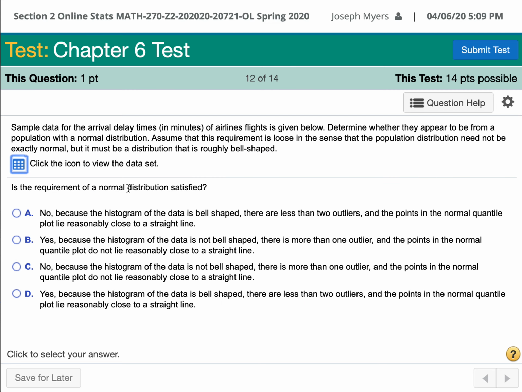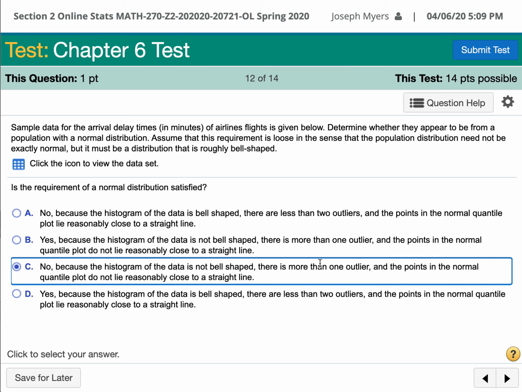So is the requirement of a normal distribution satisfied? I would say no, right? Because the histogram of the data is not bell-shaped, there's more than one outlier, and the points in the normal quantile plot do not lie reasonably close to a straight line. I did not actually make a histogram, but I did look at the outliers. There are some outliers, you can see them.